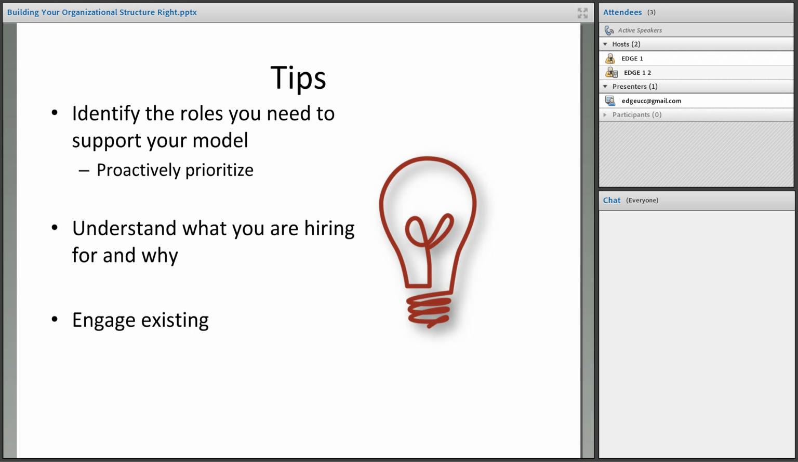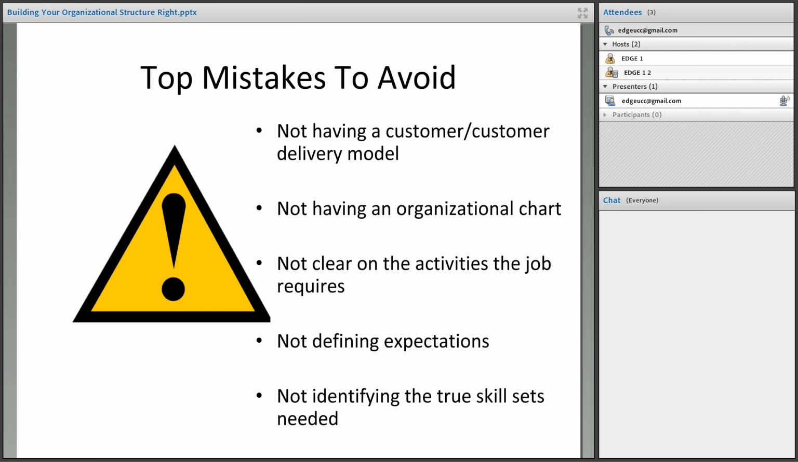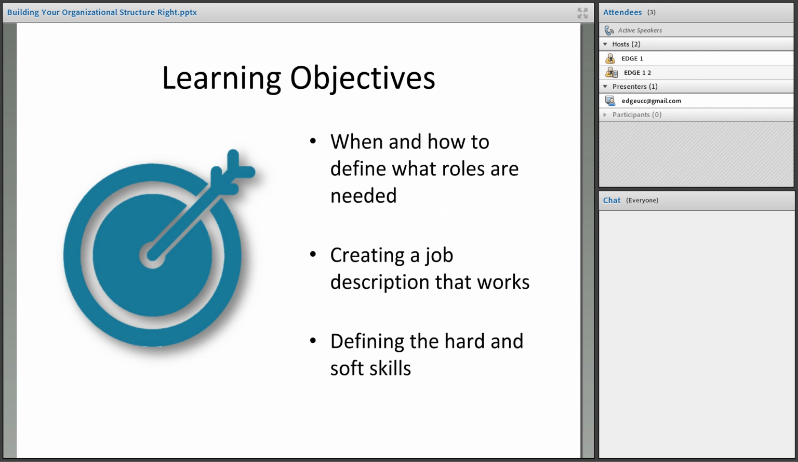Not having an organizational chart. A lot of people think that only big corporations have organizational charts. Actually, all organizations should have an organizational chart. It's actually probably even more important in smaller businesses and organizations where you don't have a multitude of people, but you do have people that are doing a multitude of things.